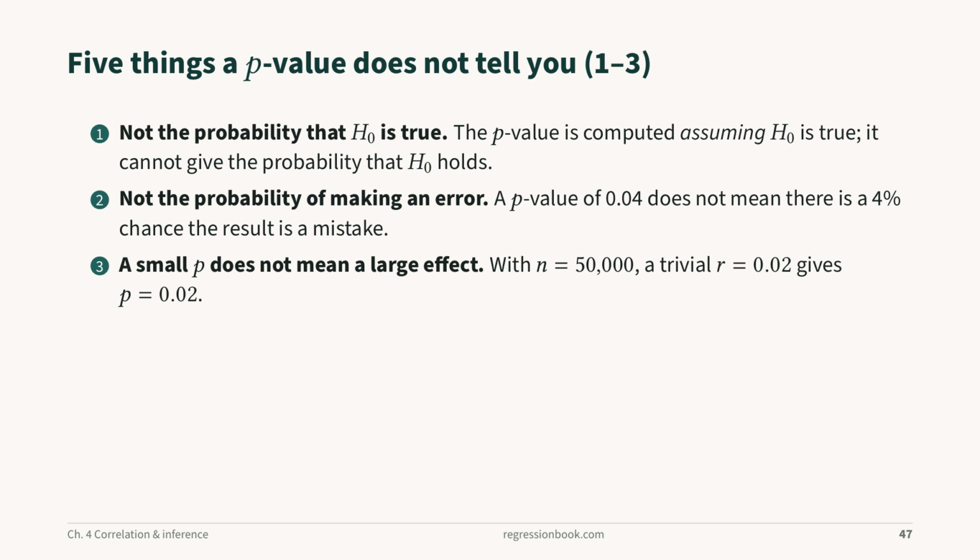Five things a p-value does not tell you. Here are the first 3. It is not the probability the null is true, because it is computed assuming the null is true. It is not the probability of making an error. A p-value of 0.04 does not mean a 4% chance of being wrong, and a small p does not mean a large effect. With 50,000 observations, a trivial correlation of 0.02 clears the threshold.